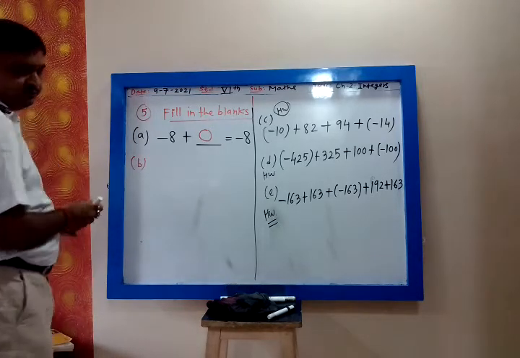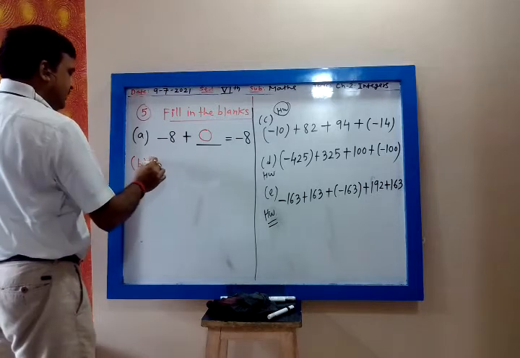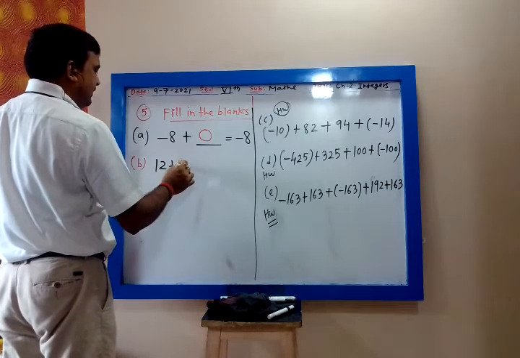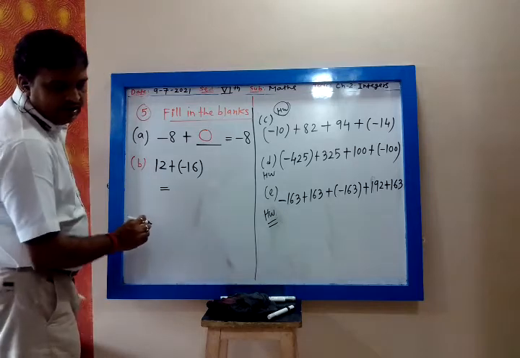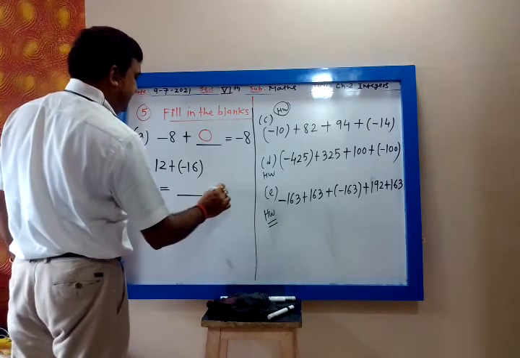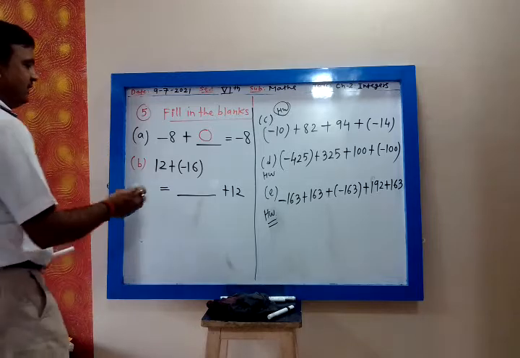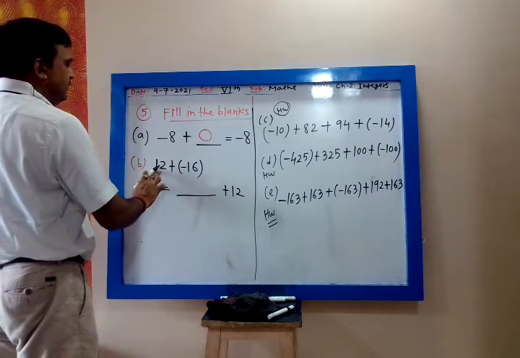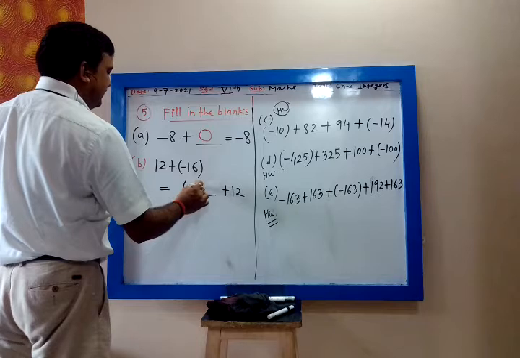So B part, 12 plus minus 16 is equal to dash plus 12. So in mathematics, minus 16. Because whether you add A to B or B to A, you will get the same answer, minus 16.